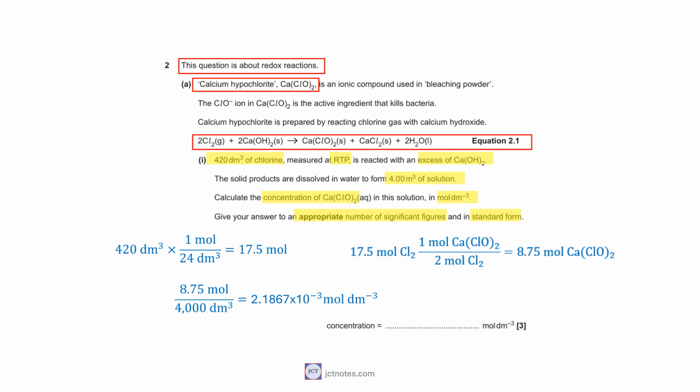2.1867 by 10 to the power of -3. As the problem gives the numbers in 3 significant figures, we round the answer to 3 significant figures as 2.19 by 10 to the power of -3.